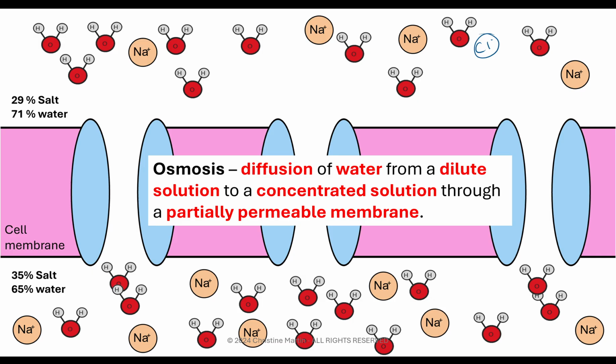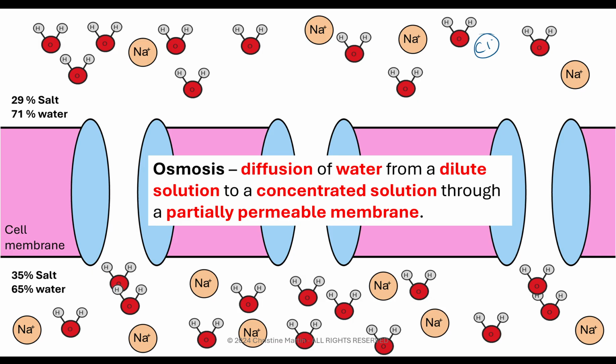So osmosis is diffusion, but specifically of water. Now, the definition that you need to use in your exam is that it is the diffusion of water from a dilute solution to a concentrated solution through a partially permeable membrane. Well, let's break that down. It's diffusion of water from dilute, where there's lots of water, to a concentrated solution where there's not so much water, through a partially permeable membrane.